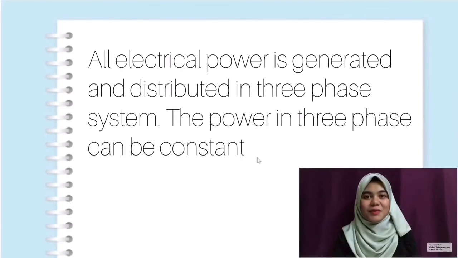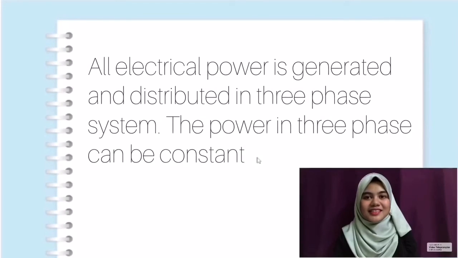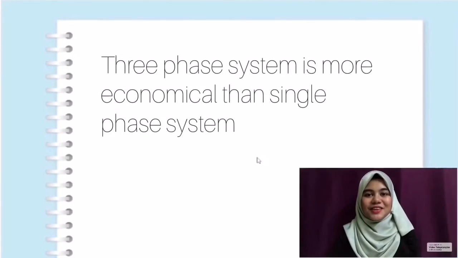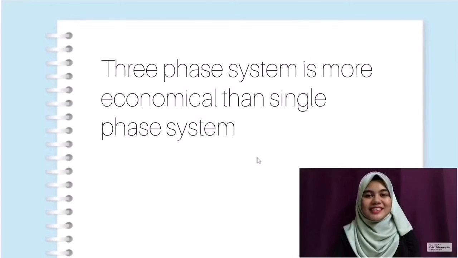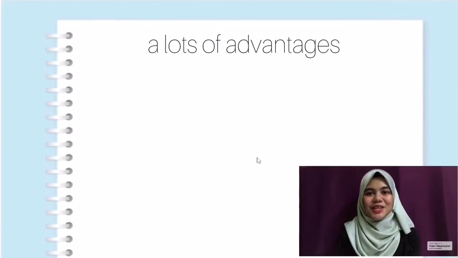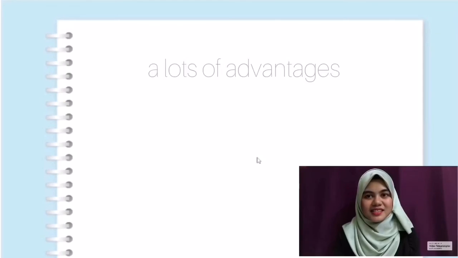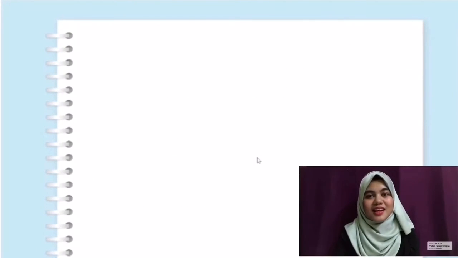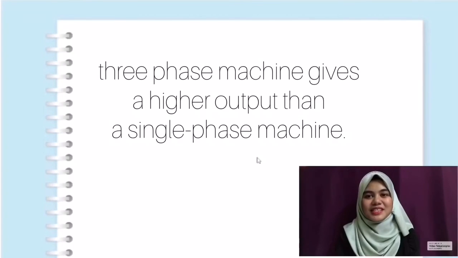All electrical power is generated and distributed in 3-phase system. The power in 3-phase can be constant, resulting in uniform power transmission and less vibration. 3-phase system is more economical than single-phase system. 3-phase system have a lot of advantages, such as 3-phase transmission line require less conductor material than a single-phase line for transmitting the same amount of power at the same voltage. Furthermore, 3-phase machine give a higher output than a single-phase machine.